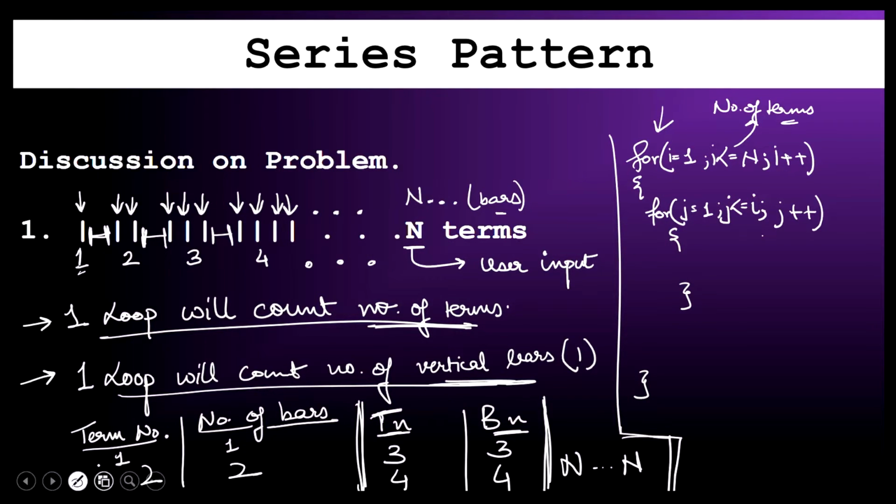So why will the j loop run up to i? Because i is the term number, and the number of bars is also the same as the term number. So the j loop will go up to i, right? So this was the looping structure.